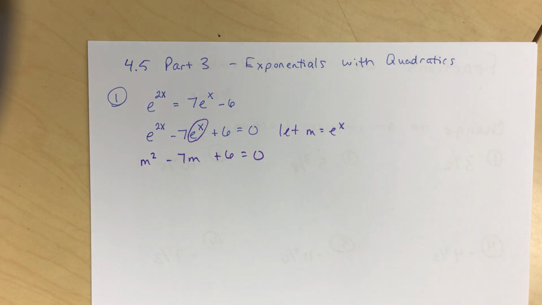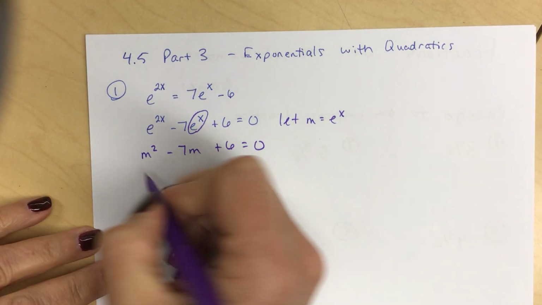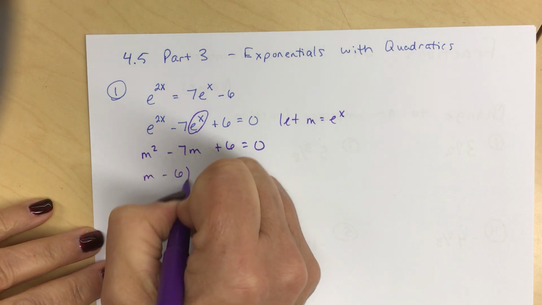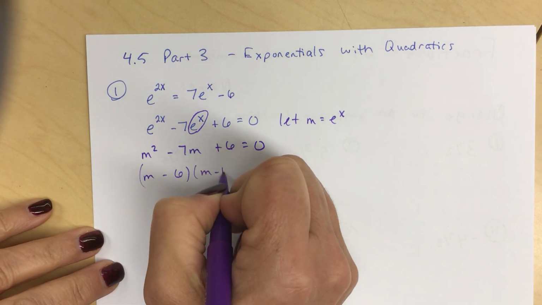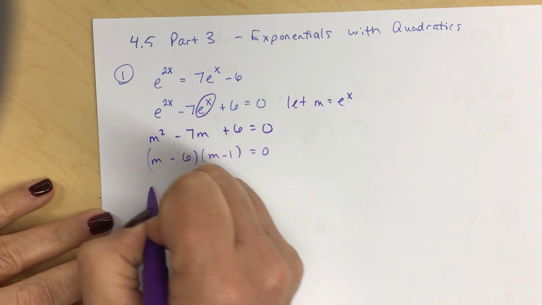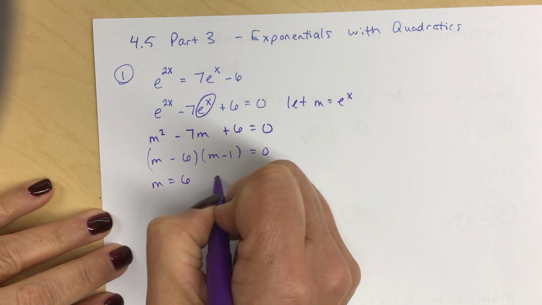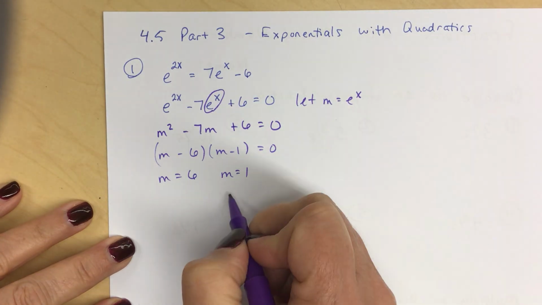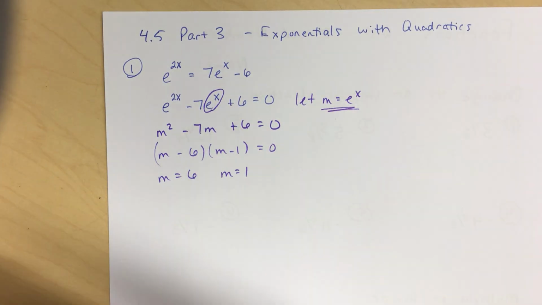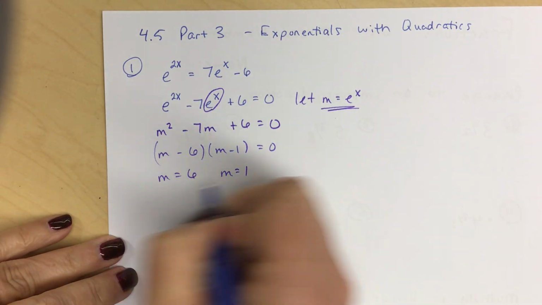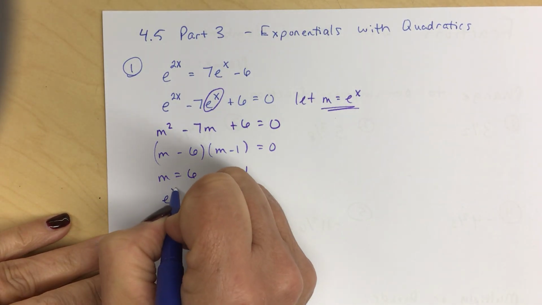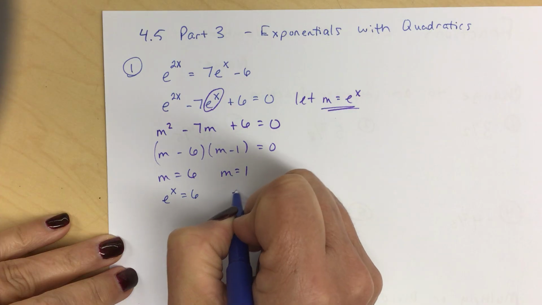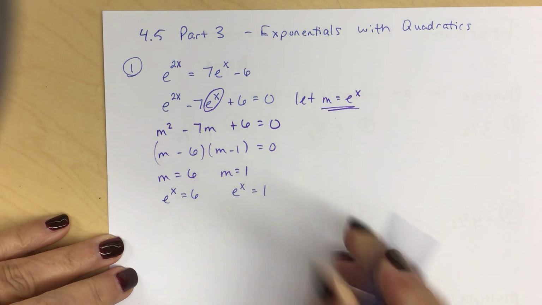Then this is a fairly easy equation to factor. It becomes m minus 6 and m minus 1, giving you m equals 6 and m equals 1. But that's not our answer. We're trying to figure out what x is. So we have to go back now and say, well, that means that e to the x is equal to 6 and e to the x is equal to 1.